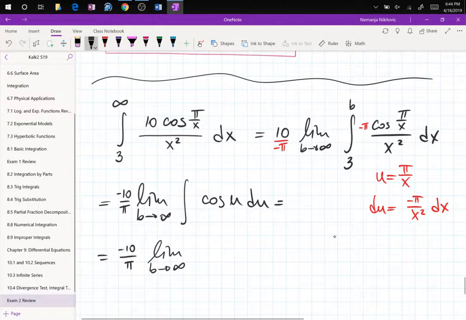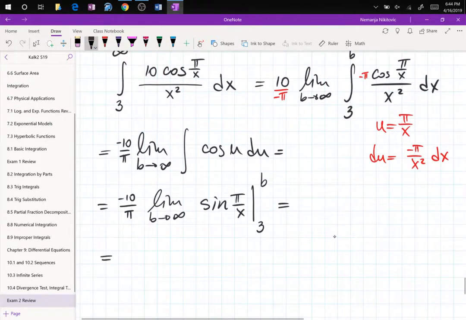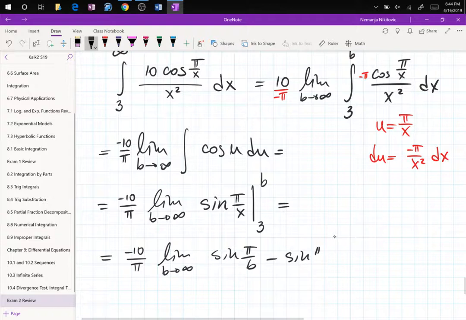And I have the integral of cosine is sine, so sine, and then u is pi over x. And we have our limits 3 to b. You didn't bother changing the limits. No, because I have to go back because of the limit, b goes to infinity. So negative 10 over pi, limit b goes to infinity. Couldn't you put b where x is? Sine pi over b minus sine of pi over 3.